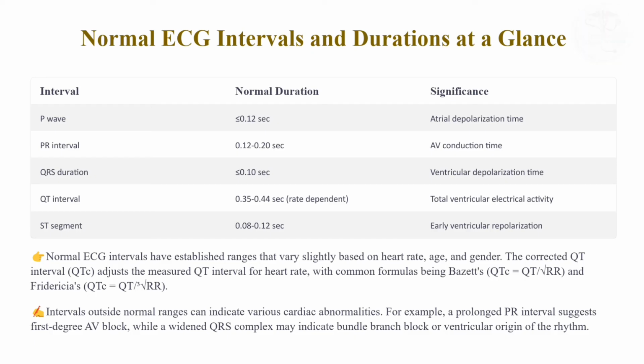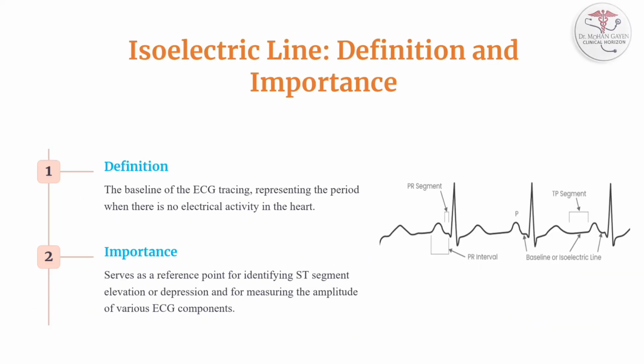Isoelectric line. Definition and importance. The isoelectric line is the baseline of the ECG, representing periods where there is no electrical activity detected in the heart. It serves as a reference point for identifying ST segment elevation or depression, which is critical in diagnosing myocardial infarction and ischemia. Any deviation from the baseline requires careful interpretation, as even minor shifts can have significant clinical implications.